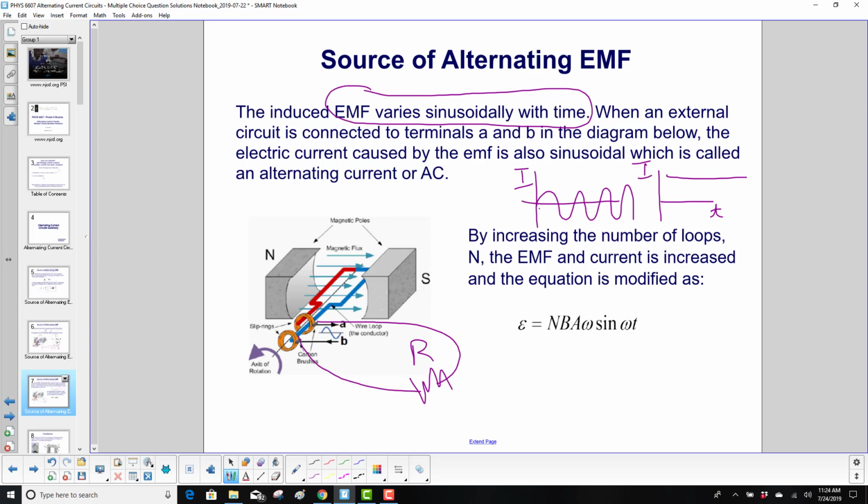Now I can get a greater voltage and hence a greater current by doing what? I can have multiple loops. So I can multiply the EMF by the number of loops.